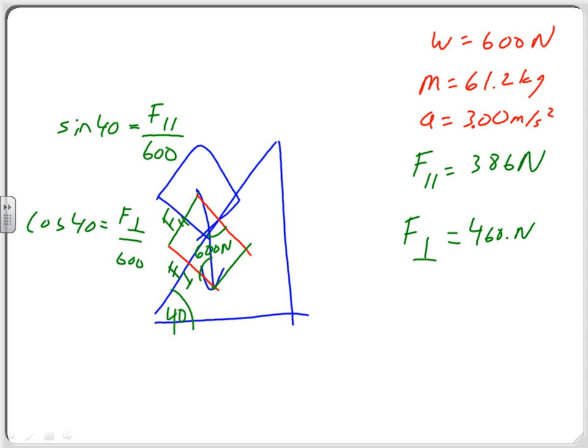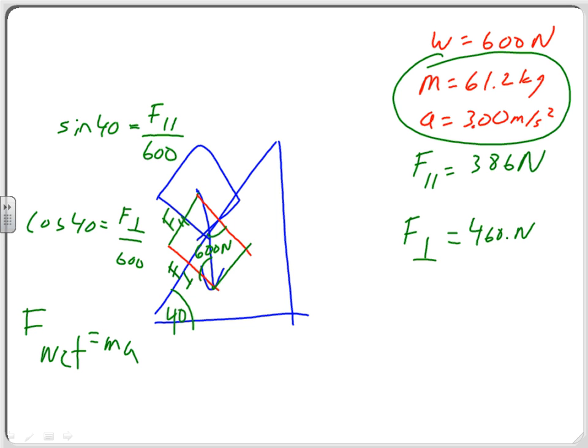Second question says, what net force acts down the incline? Well, for net force, we're going to use F net equals ma. We know the mass and we know the acceleration. So to get the net force, we're just going to go mass times acceleration: 61.2 kilograms times 3 meters per second squared. We end up with three significant digits, 184 newtons. That's down the incline.